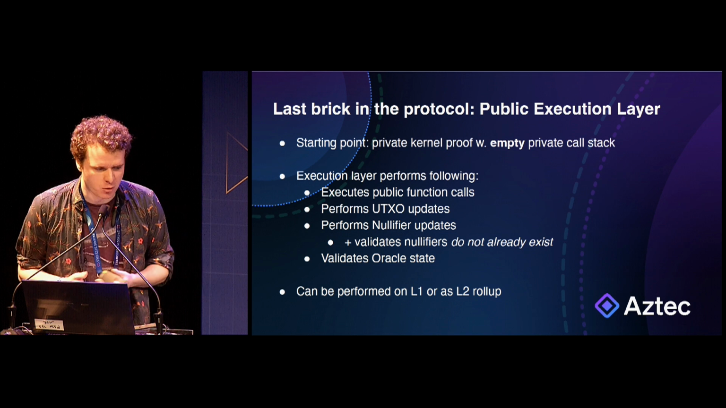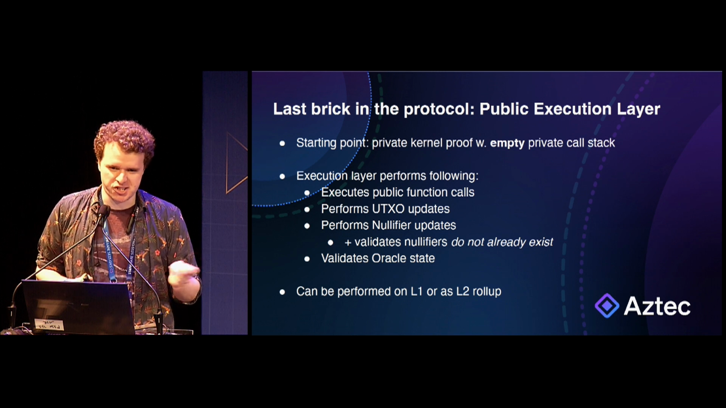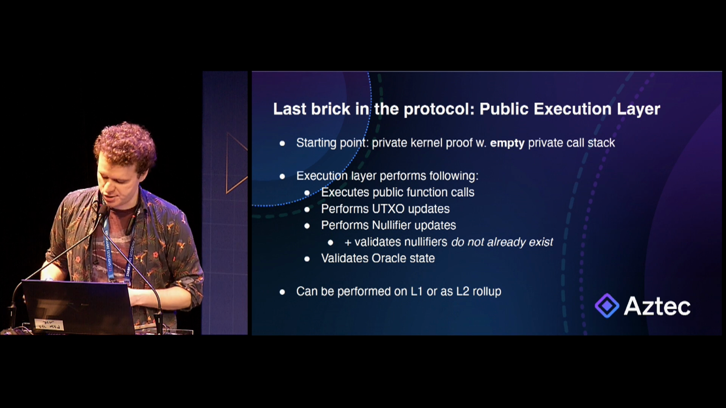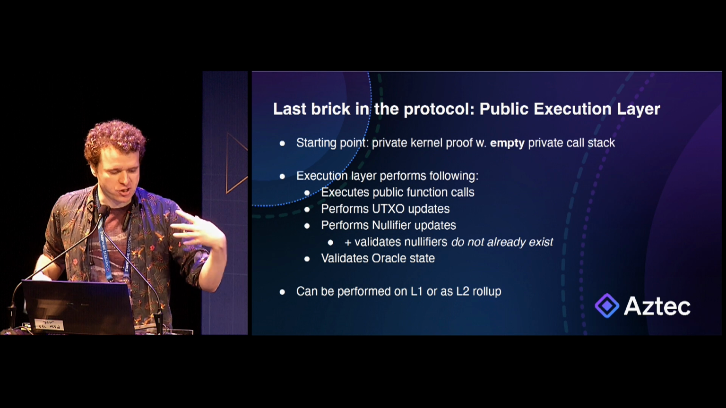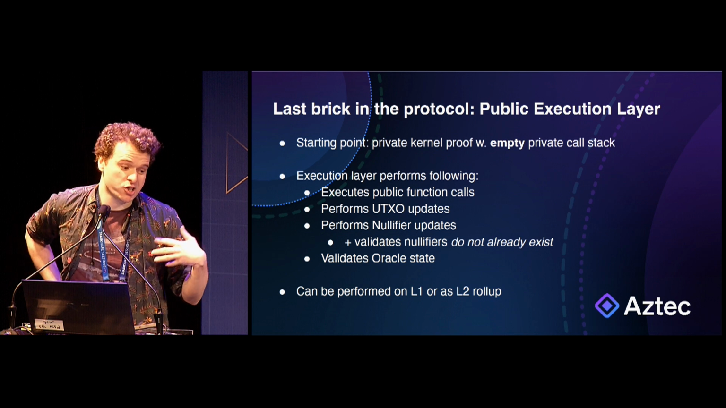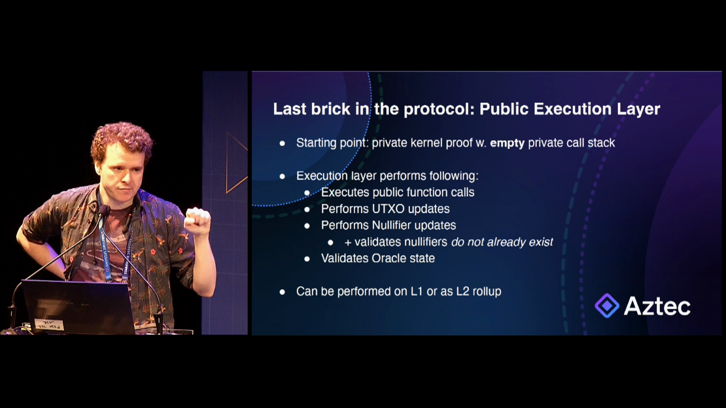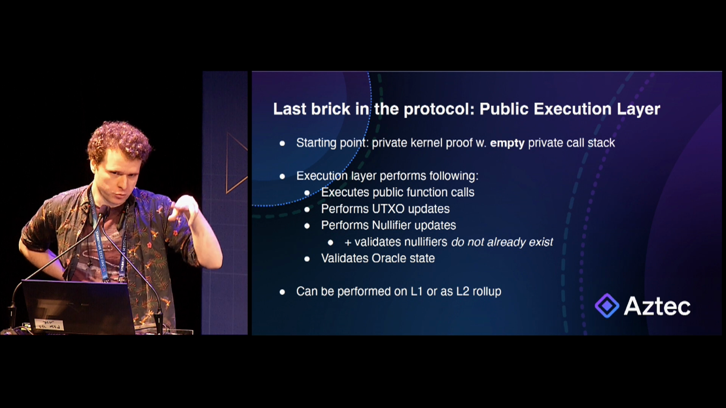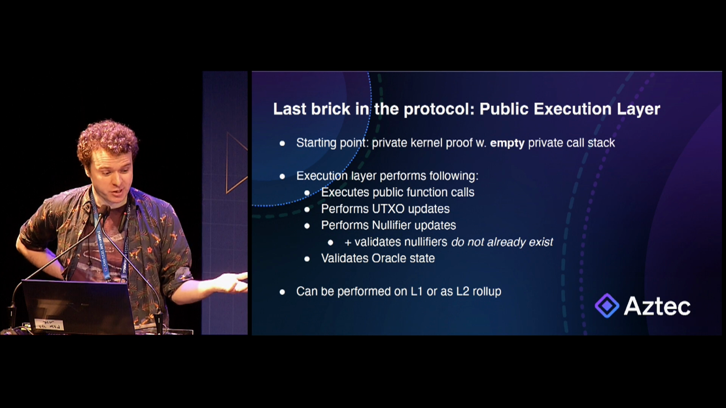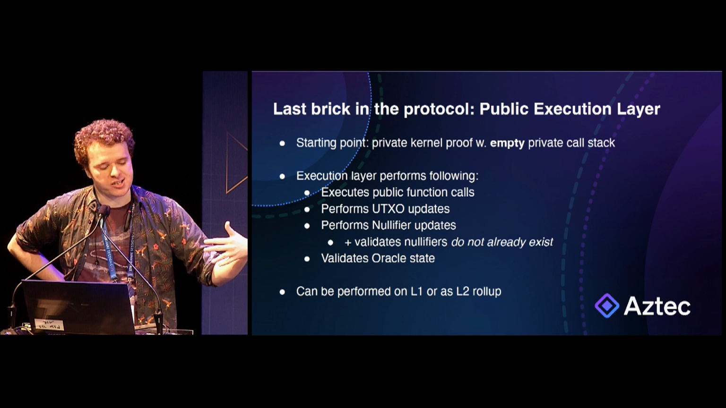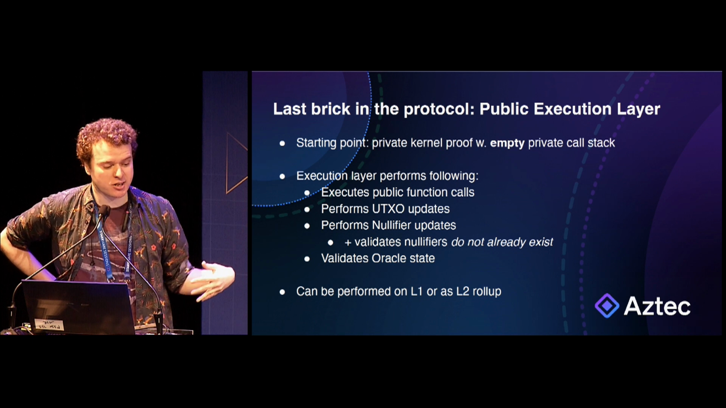So this could be a layer two, it could be a layer one, it could literally just be a team of accountants with pen and paper doing manual calculations. It's a pure abstraction at this point. But what this execution layer has to do is verify the proof of correctness of this private kernel circuit, verify that the private call stack is empty, therefore nothing additional to do there. Then it'll execute all the public function calls on the public function call stack. And then it will perform all the state updates. So all of the UTXO requests that are made, it'll do those. It'll add all the nullifiers to the nullifier set.